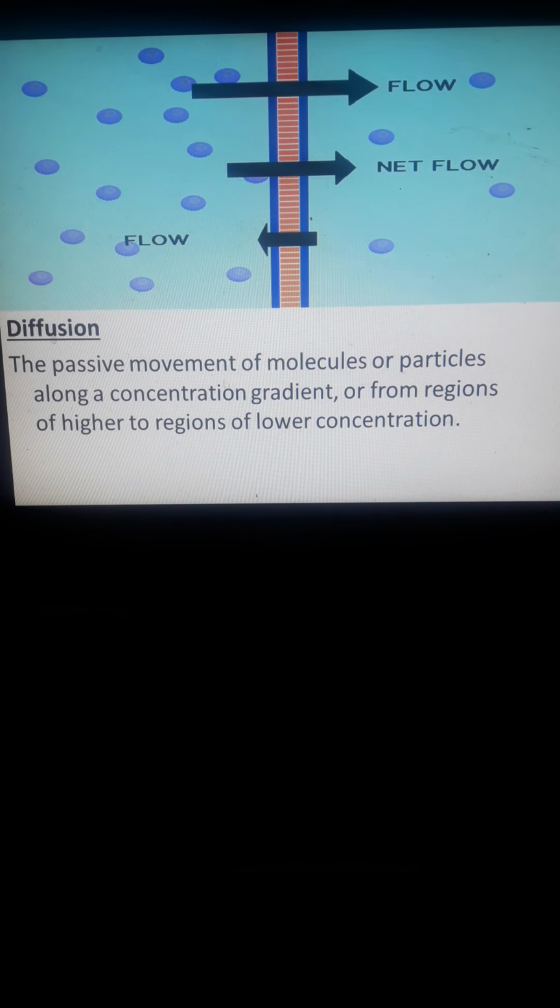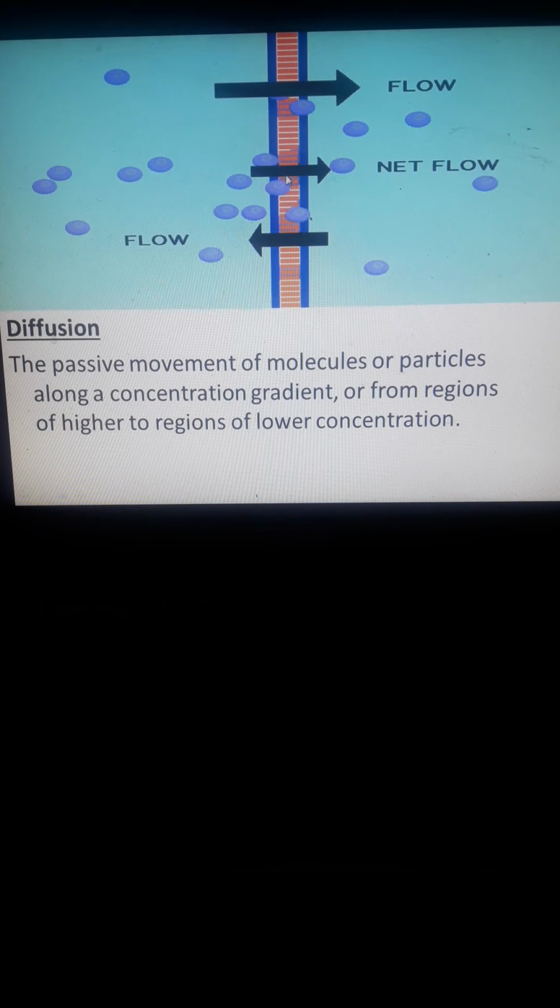Next, if you look at the diagram, we have the movement of molecules, the net flow of molecules across the cell membrane. It can flow back and forth as long as the size is smaller, so that it can fit the membrane layer. So the passive movement of molecules or particles along the concentration gradient, from regions of higher to regions of lower concentration, is passive diffusion, usually from higher to lower concentrations.